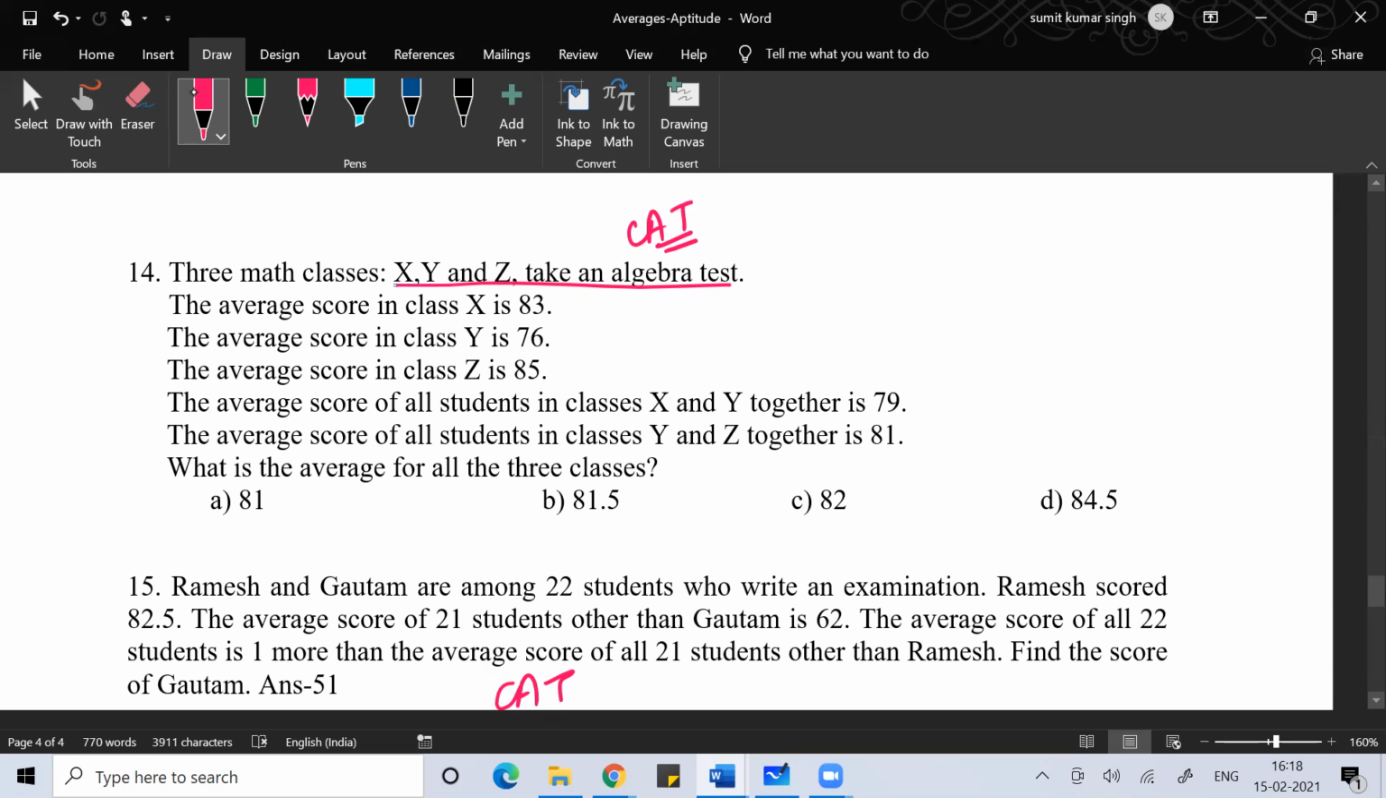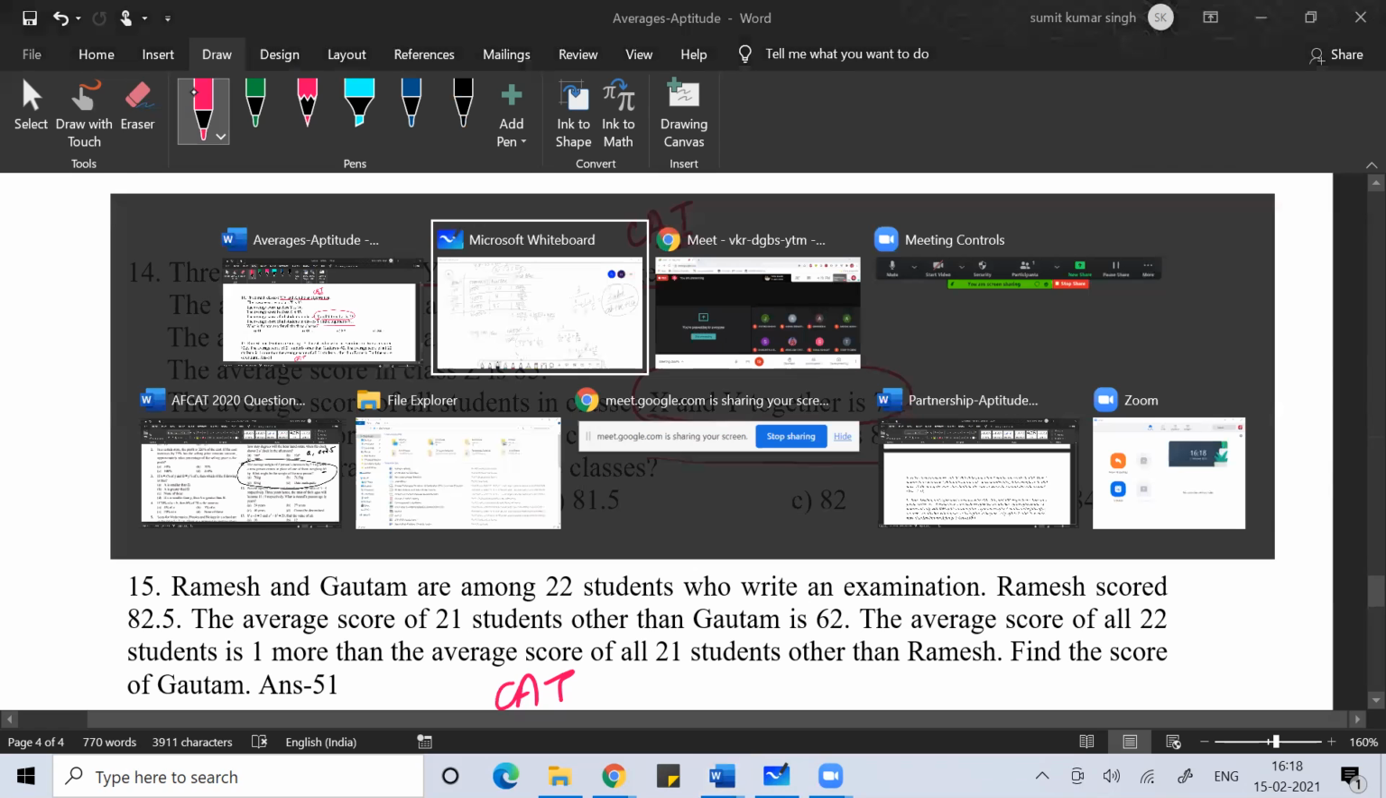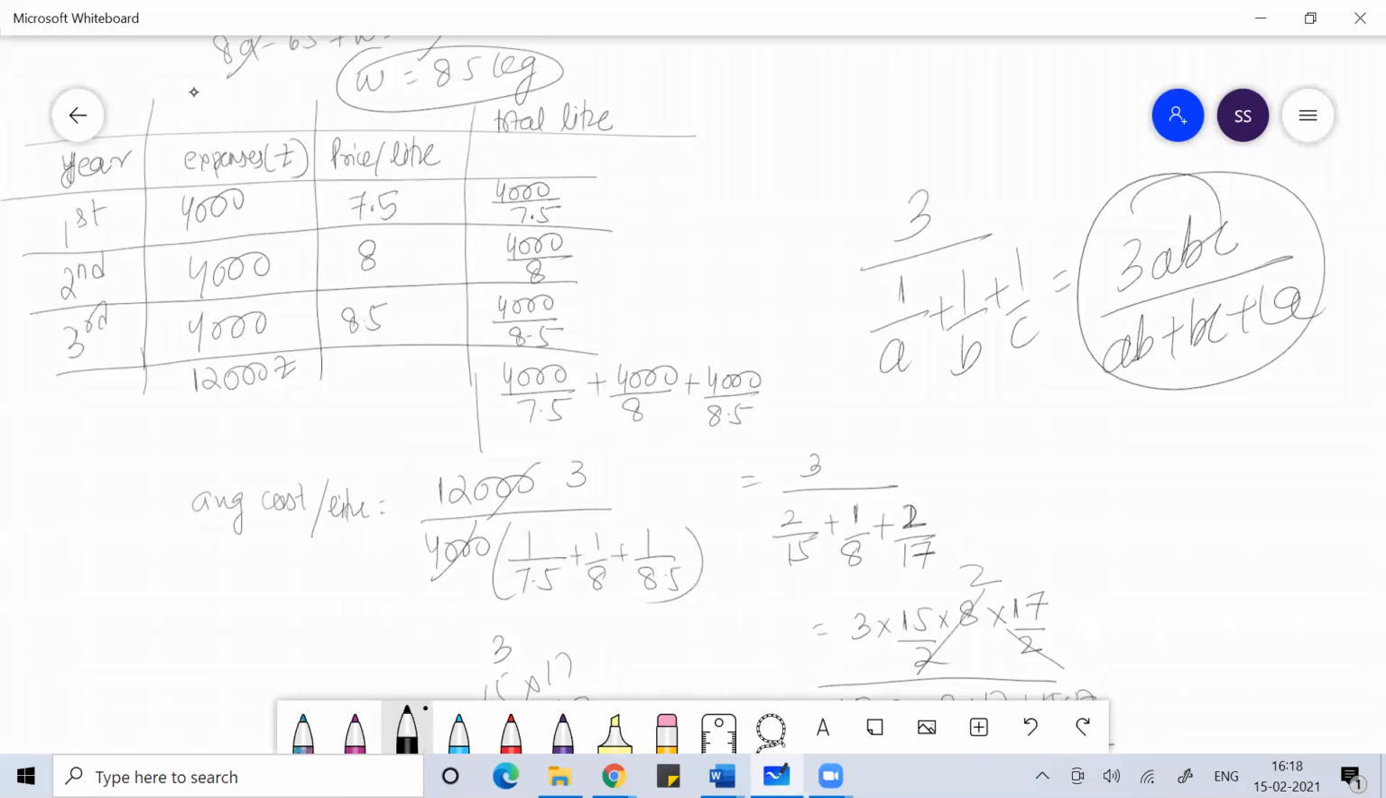The average score in class X is 83. The average score in class Y is 76. The average score in class Z is 85. The average score of all the students in classes X and Y is 79. The average score of all the students in classes Y and Z is 81. What is the average of all the three classes? It's a very easy problem, a little bit of calculation.